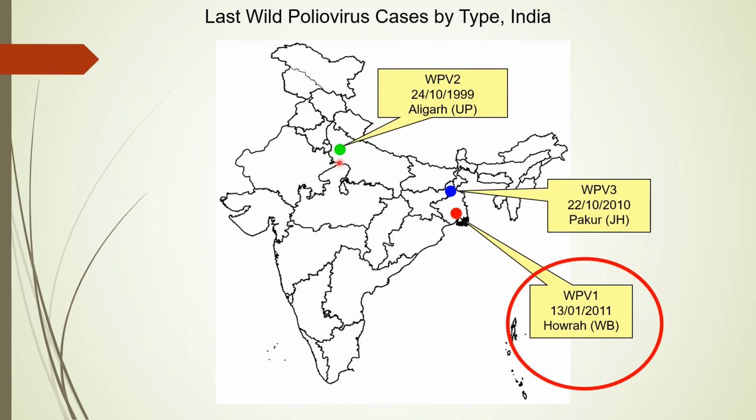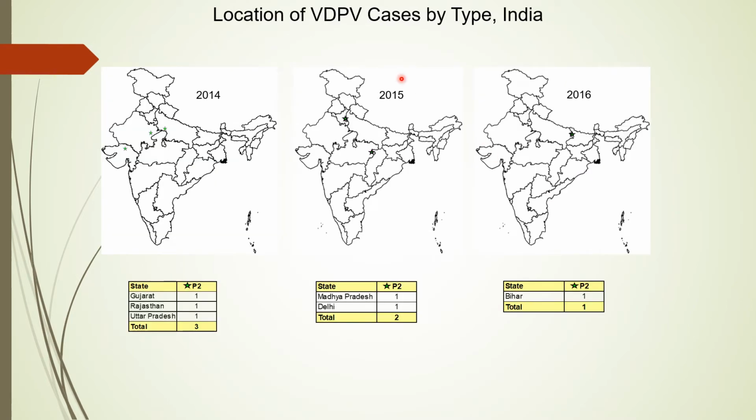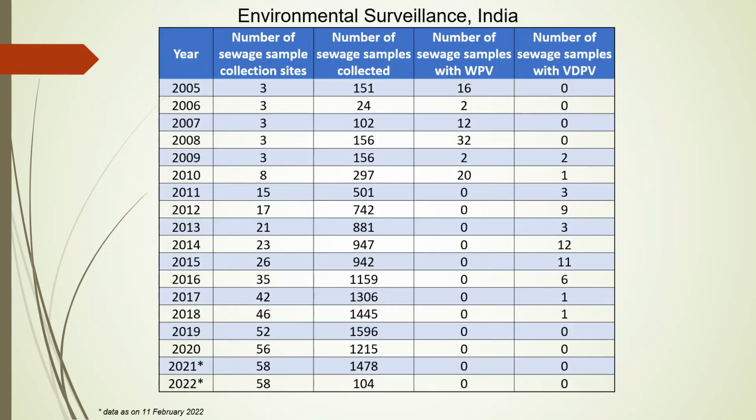If you look at the situation in India, the last case of wild polio 1 was detected on 13/1/2011 in West Bengal. Afterwards we don't have a case. Polio 2 and polio 3 were eradicated earlier. That's good news. If you look at circulating vaccine-derived poliomyelitis after 2016, there's no literature. Possibly it is not there, as far as I could understand.